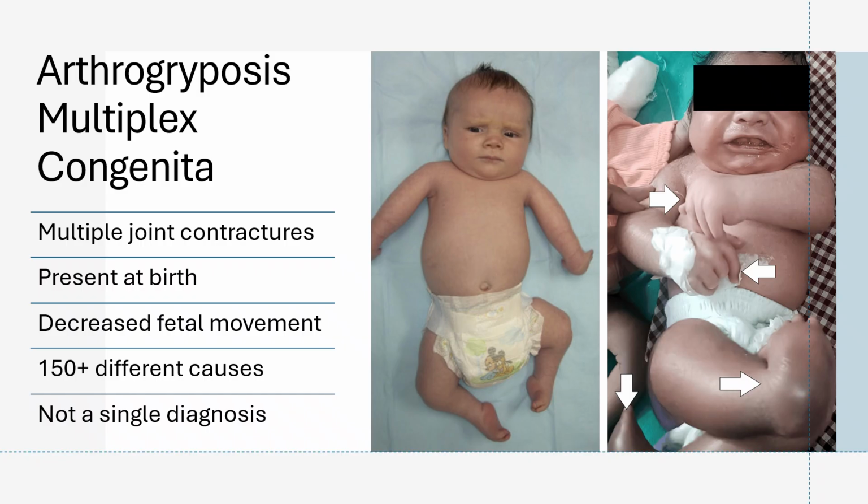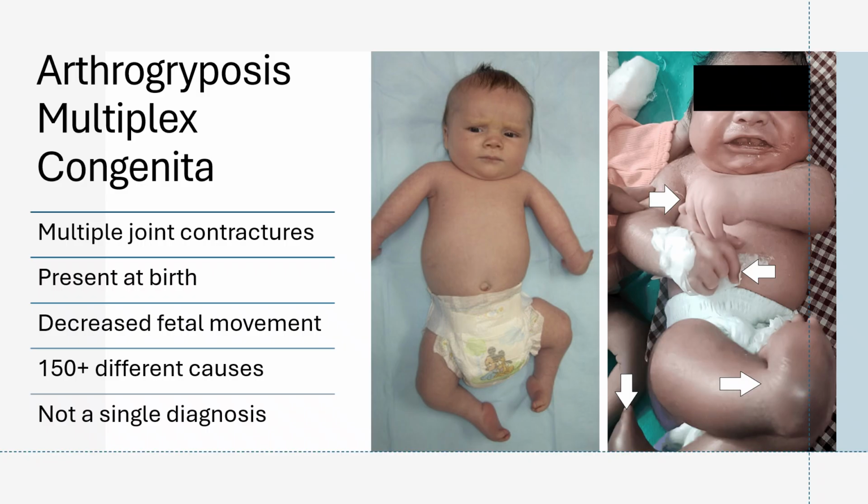The name itself provides important clues about what you're observing. Arthrogryposis means curved joints, multiplex indicates multiple joints are affected, and congenita tells us the condition is present from birth. This terminology helps you understand that you're not looking at a single disease, but rather a clinical presentation that can result from over 150 different underlying causes.